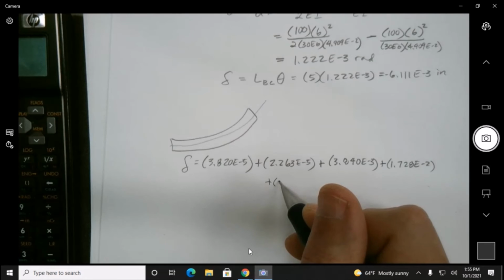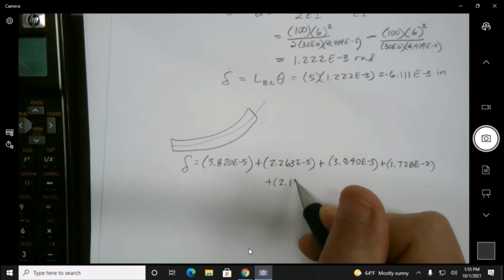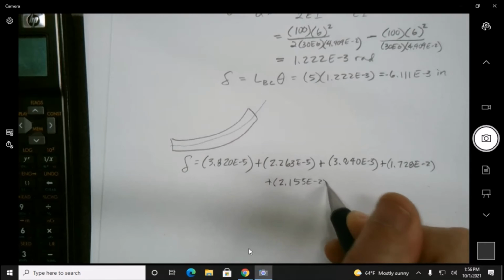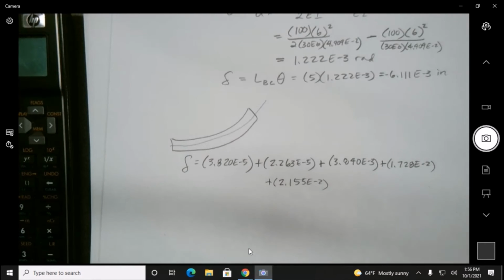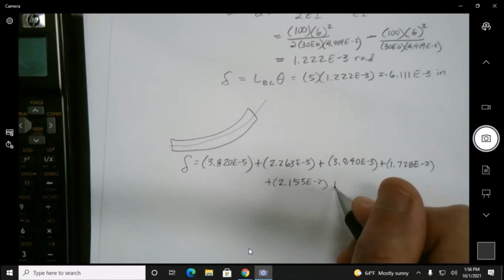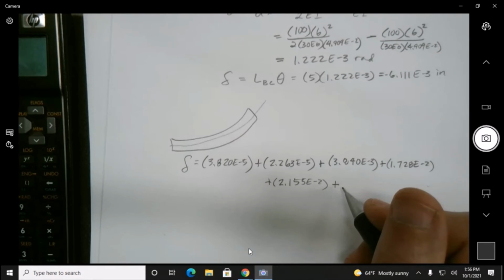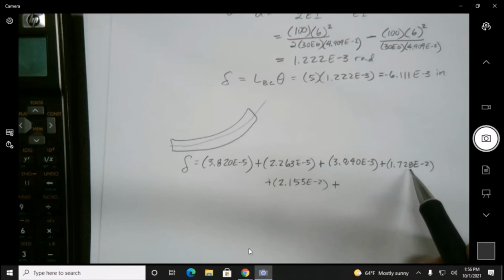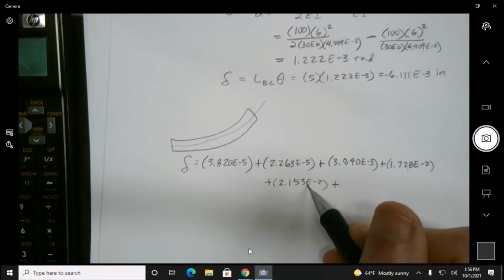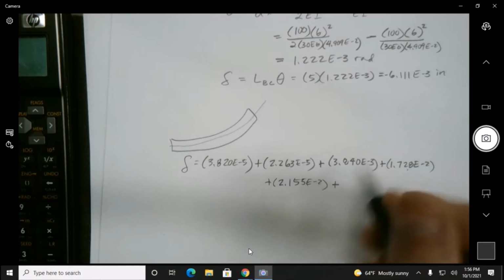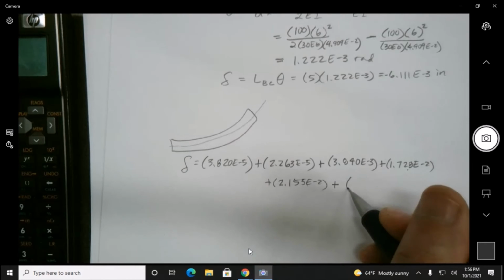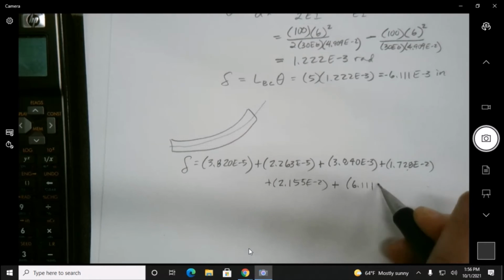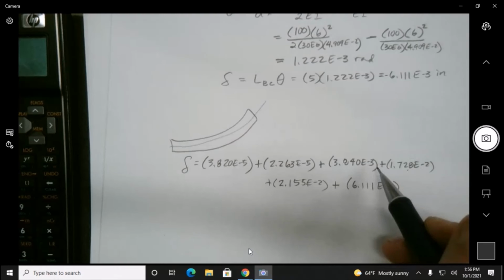So this is probably the largest one here, 2.155 E minus 2, and that was because of the moment creating a bend. Yes, bending deflection. No, that was this one. This one was because of that slope, of the bending. And then this last one was 6.111 E minus 3. Right?